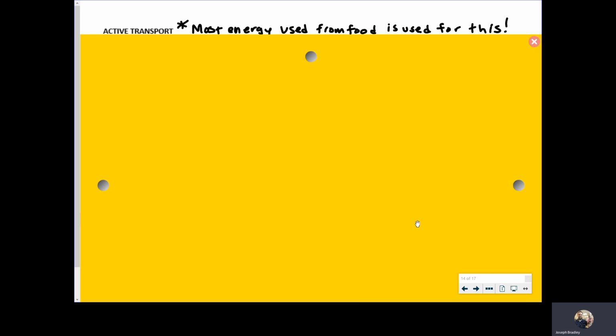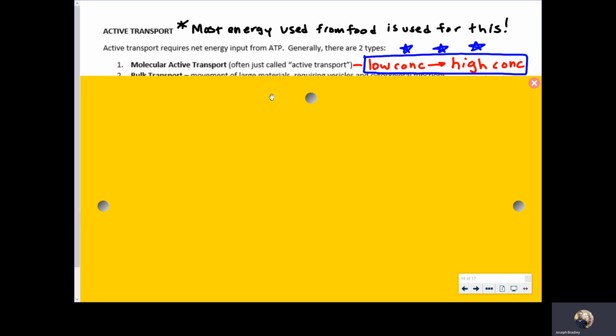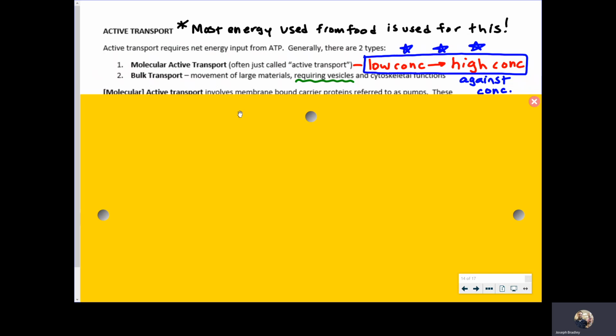Finally, active transport. Most energy from your food is used for that. 60% of the calories you burn in a day are used to do active transport. Active transport requires ATP, and there are generally two types. Molecular active transport, which is often just called active transport, is where you're going from low concentration to high concentration. Please note that. I have that circled and starred. Then there's bulk transport, where you're forming vesicles. Again, you're going to use ATP, but it's more like a muscular movement than using a pump.